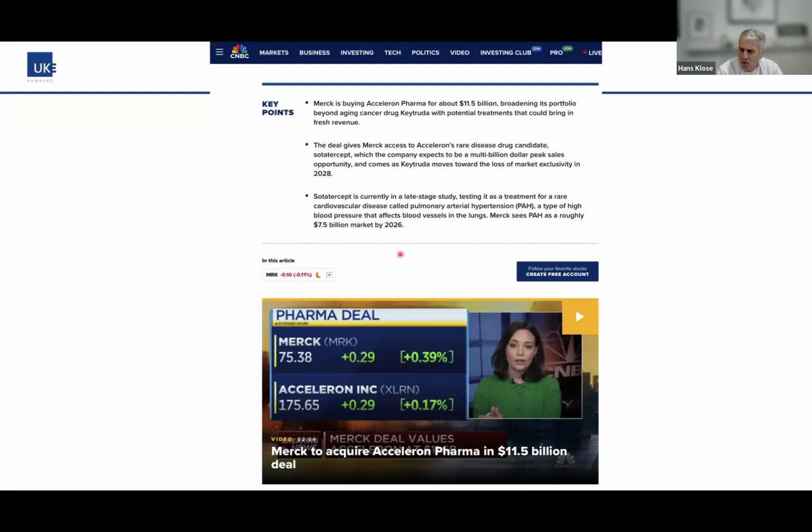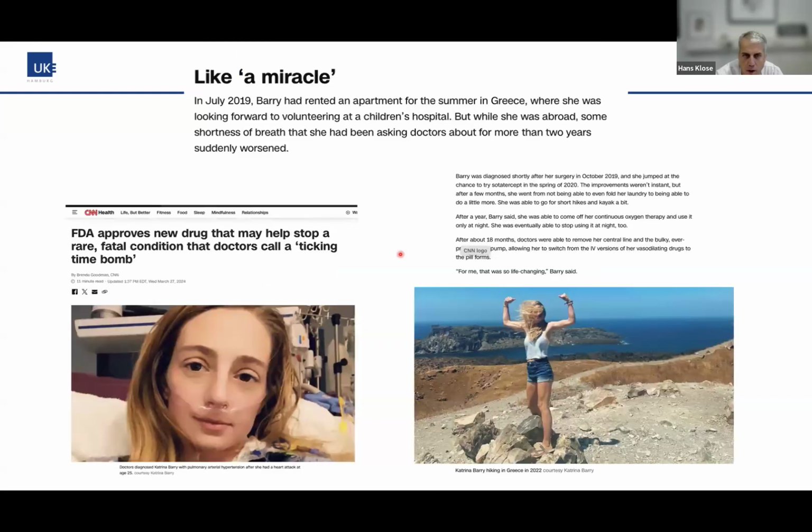So you all know this drug probably, and you all know there's a hype about this drug, and it's a good drug. Honestly, it's clear it's good, but it's not the end of our treatment ideas. It's not the end of anti-proliferative treatment. It's one big step to this goal. And probably you all know this. I had this from CNN Health, a miracle: FDA approves a new drug that may help stop a rare fatal condition that doctors call a ticking time bomb.